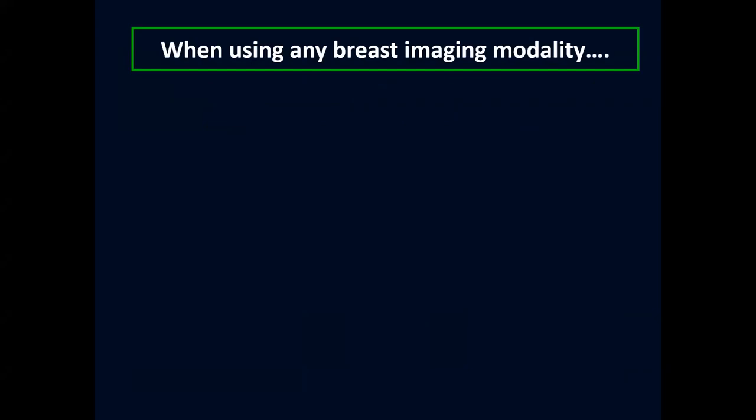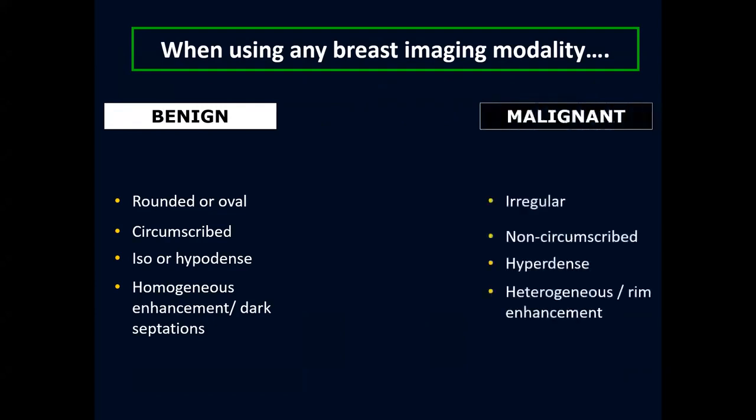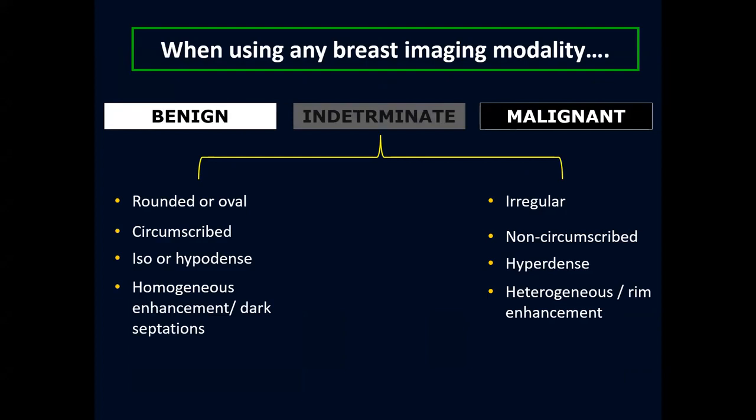When using any breast imaging modality, we say we have a benign lesion when lesions completely fulfill benign criteria, and we say we have a malignant lesion when lesions fulfill malignant criteria. But unfortunately, things are not always black and white as they appear to be, and we have a considerable number of lesions which fall in a gray zone, or what we call the indeterminate breast lesions.